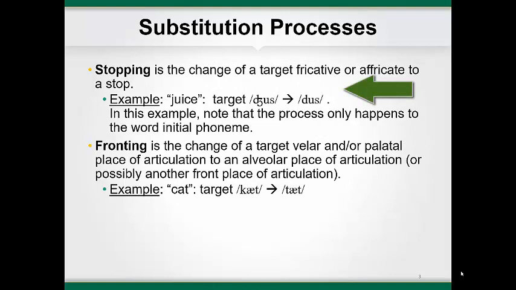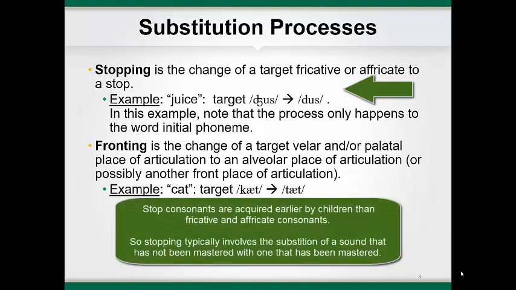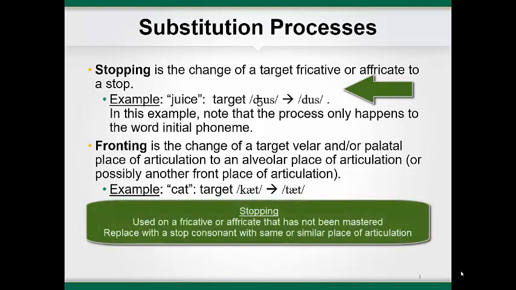In the phonological process of stopping, a target fricative or affricate consonant is changed to a stop consonant. Remember that stop and nasal consonants are typically acquired before fricative and affricate consonants, which are considered more complex in their articulation. Therefore, stopping is considered to be a process of simplification in terms of articulation. Typically, the stop substituted for the target fricative or affricate would be one that is nearby in place of articulation and that the child has already acquired.